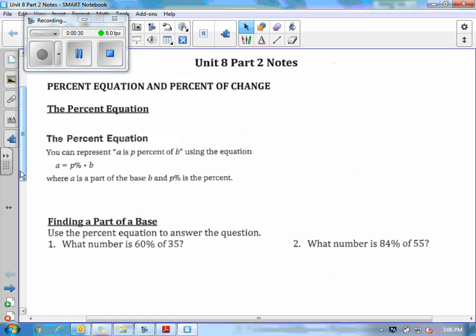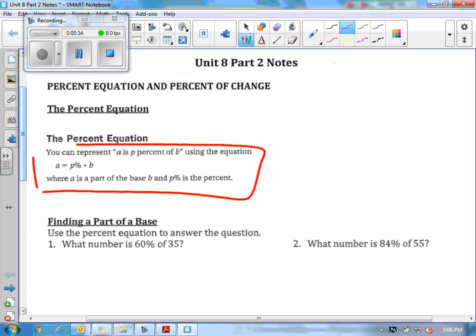The first thing, again, is cut out of your book. This is the percent equation right here: A equals P percent times B. If you remember from Part 1, when we say A, we're talking about "is" being our kind of code word for that. Then you have the percent, which is pretty obvious, times B, which is the output.